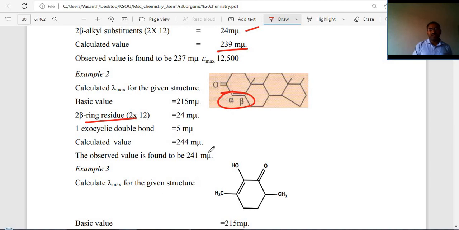Here two ring residues are there. One exocyclic carbon-carbon double bond is there. Calculated value is 244 nanometer, the observed value is 241 nanometer.